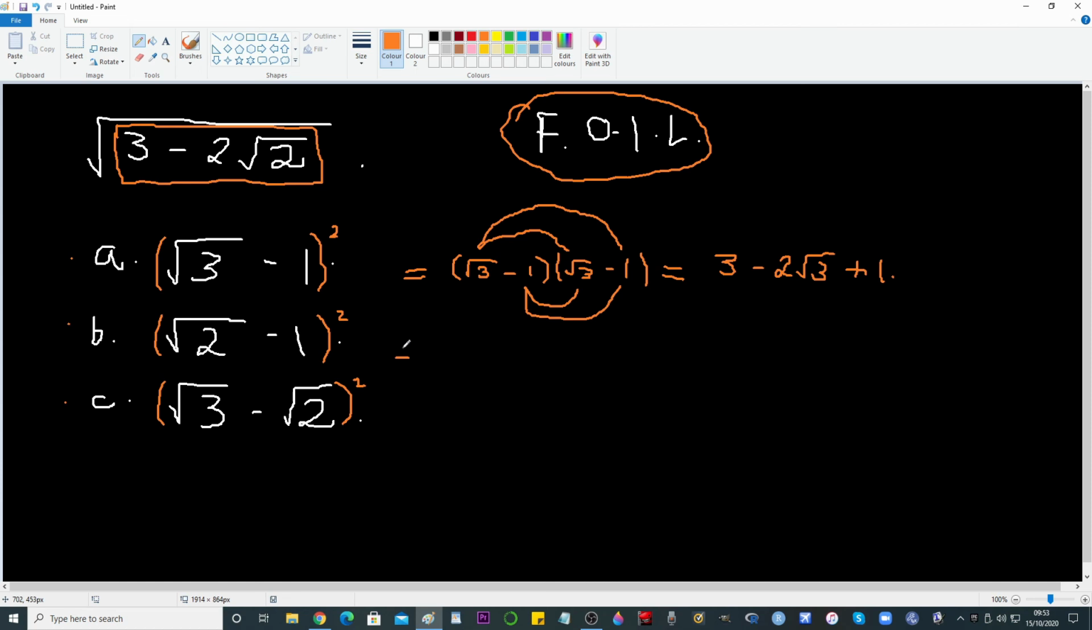Now you're welcome to do the workings on the rest of them, but I think I can do this. So for root 2 minus 1 squared, it's going to be root 2 times root 2 is 2. Minus, now it's going to be a minus 1 here and a minus 1 here, so it's going to be minus 2 root 2. And then it's going to be a minus 1 times a minus 1, so it's going to be plus 1, equals 3 minus 2 root 2.